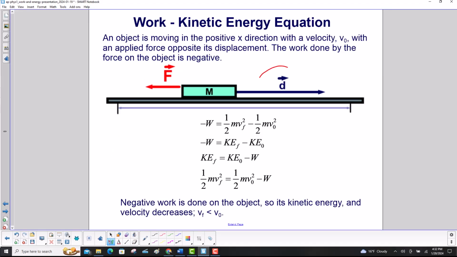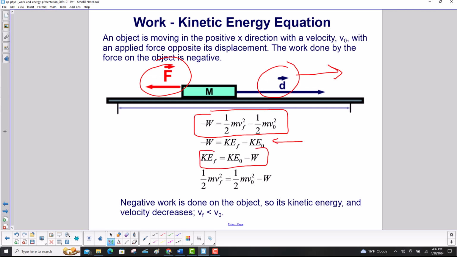How does this work if we have a displacement in this direction and a force in this one? The example we've used earlier is putting the brakes on a car. This time the work done by the force on the object is negative. So we now write our work kinetic energy equation like this. Minus W is equal to 1/2 mv final squared minus 1/2 mv0 squared. We replace each one of those with the kinetic energy, and we show that kinetic energy final is equal to the initial kinetic energy minus the work.